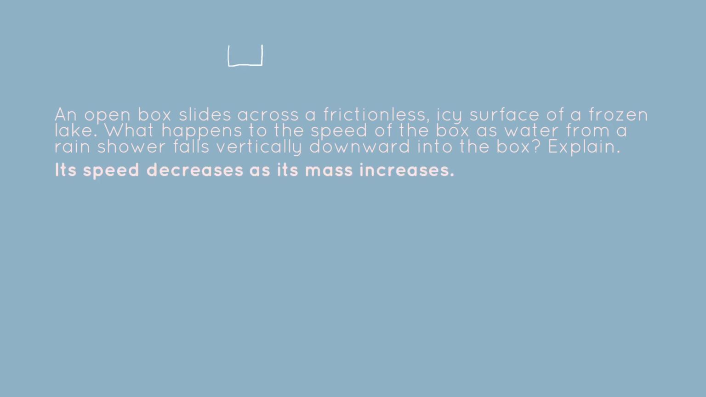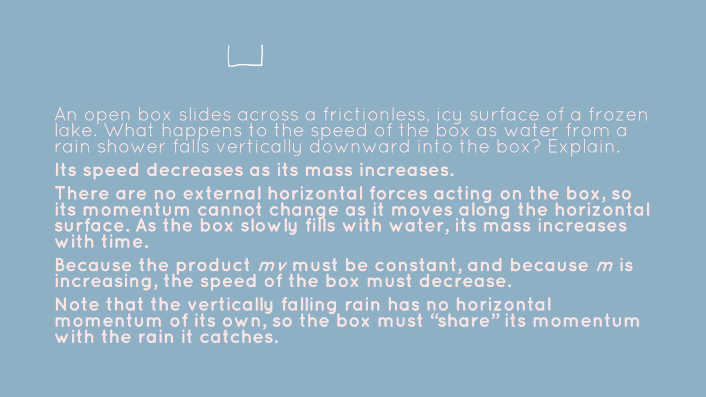So if we consider the horizontal direction, which is the direction in which the box is moving, we see that there is no net external force acting on the box. So this is an isolated system and momentum should be conserved. We let the mass of the box be M without any rain, and it's moving at a certain velocity at the start. So the initial momentum is mass times velocity in the horizontal direction. We do not have to account for the rain since it falls vertically.